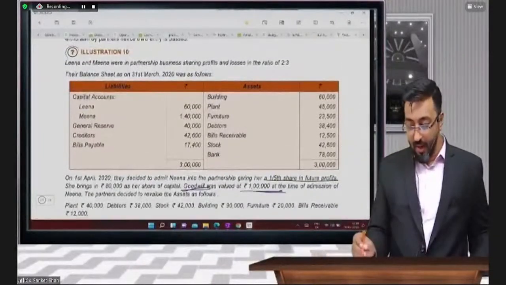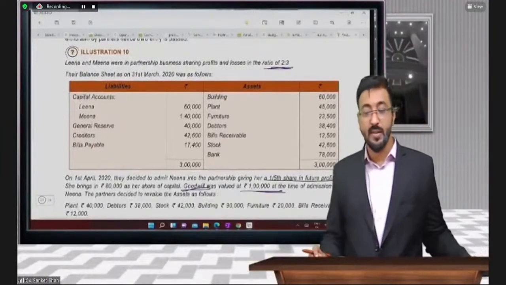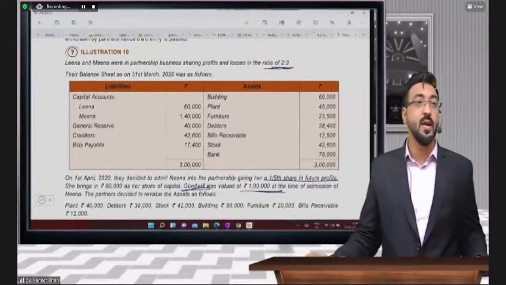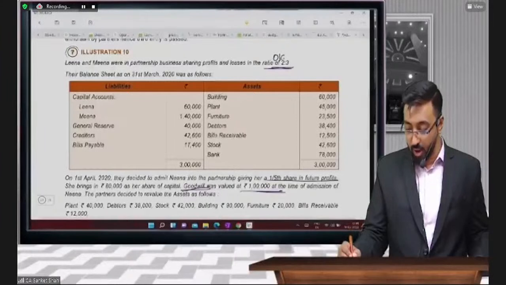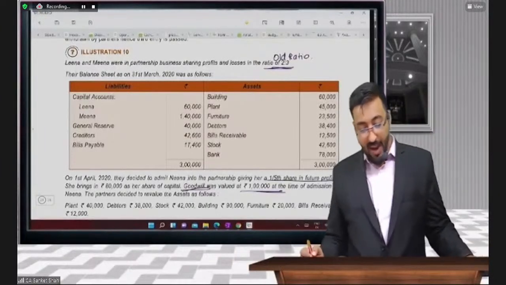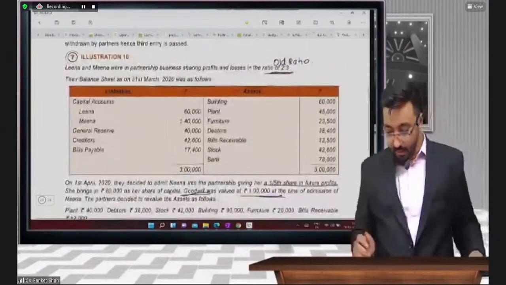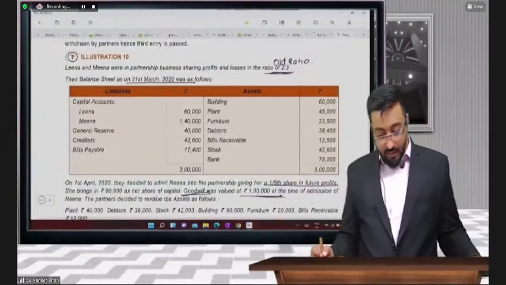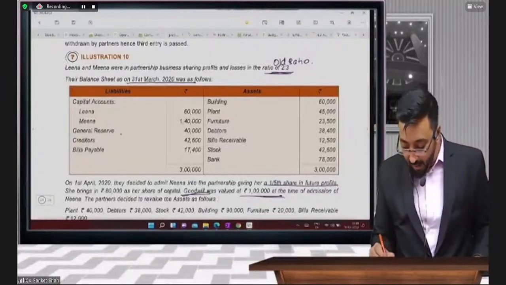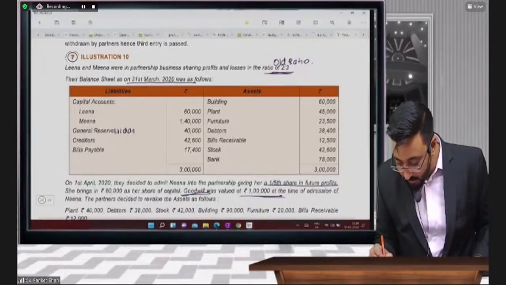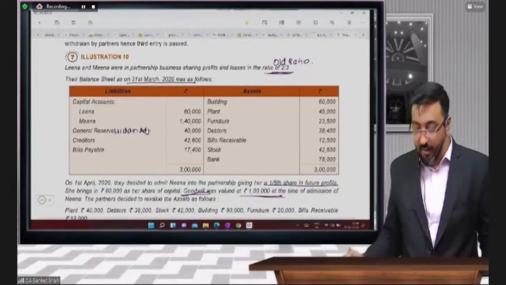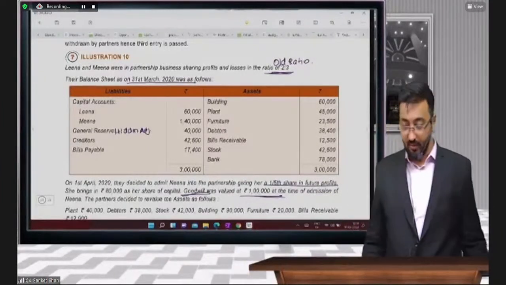Lina and Mina are sharing profit or losses in the ratio of 2:3. So what is their profit sharing ratio? This is the old ratio. Their balance sheet as on 31st March is given below. Capital account Lina, Mina. General reserve, beta, general reserve is a hidden adjustment. You can write that over there. General reserve means hidden adjustment.